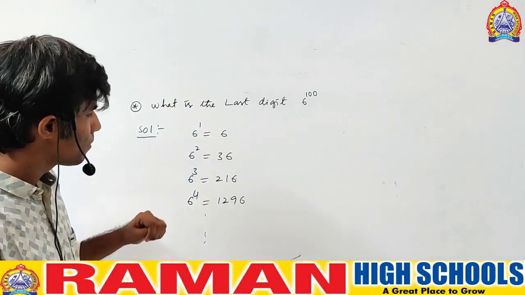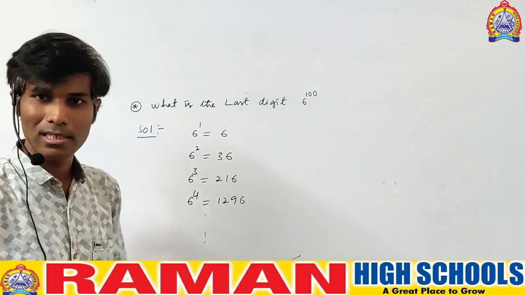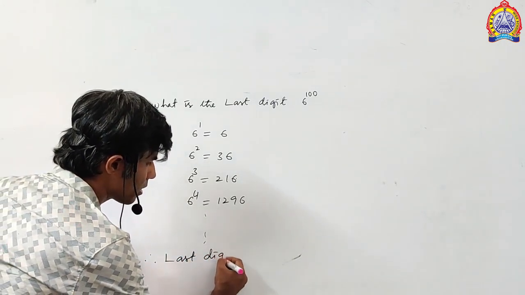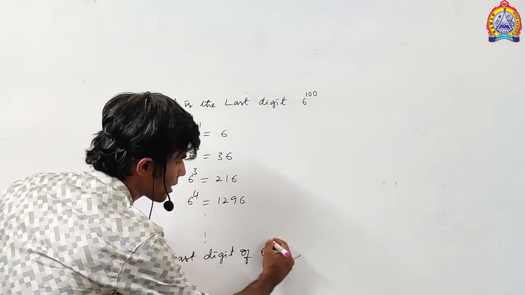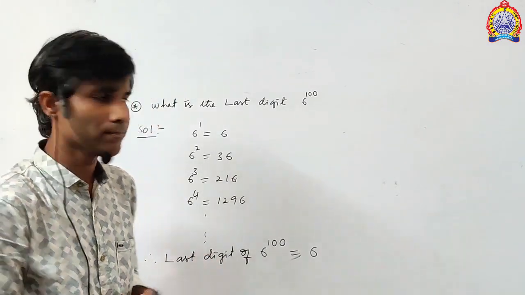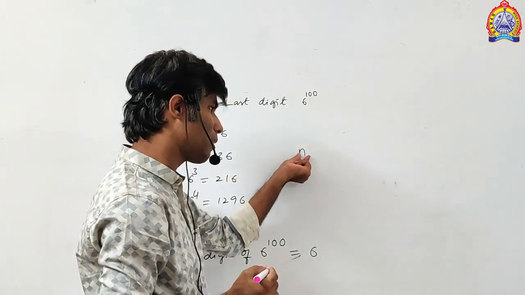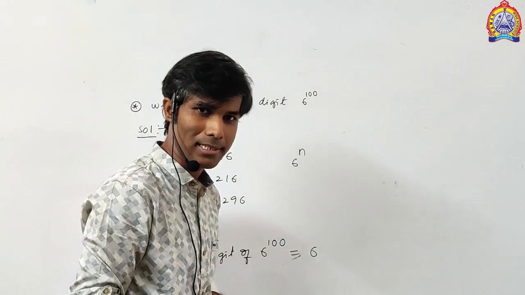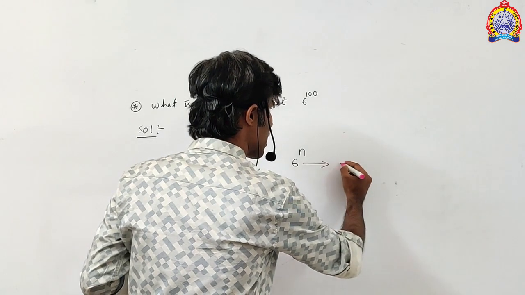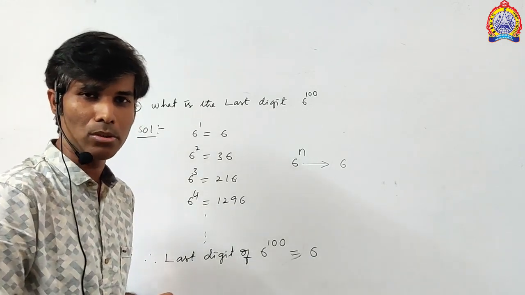From this we can conclude, if you take any power of 6, it is always ending with the digit 6. Therefore, the last digit of 6 power 100 is also 6. So we can conclude one thing. 6 power any positive power, you can take any positive power here, 6 power 1, 2, 3, 1 lakh, 2 lakhs, anything, will always end with the digit 6. Nothing but its units place will always be equal to 6.